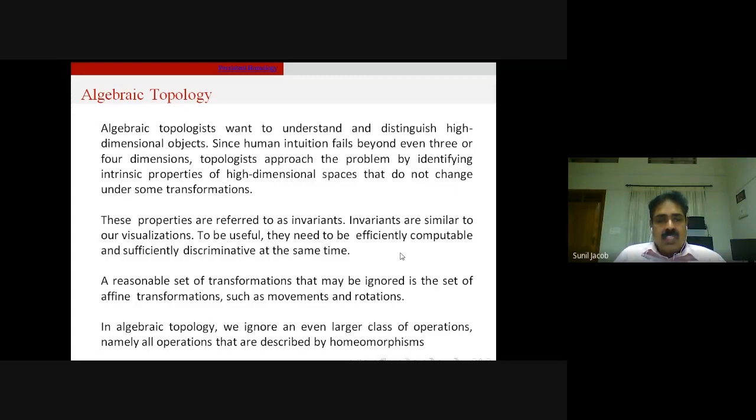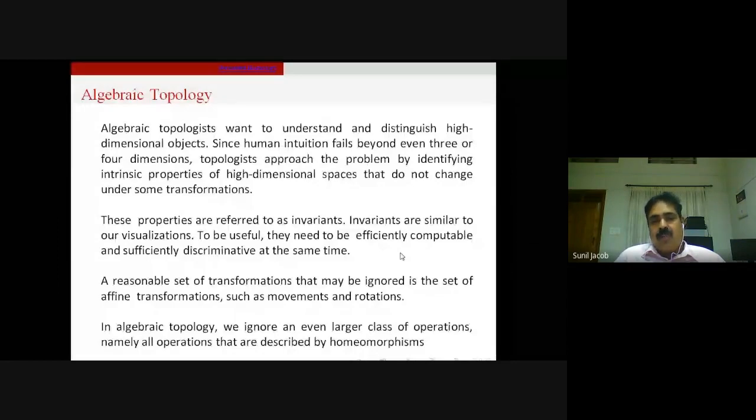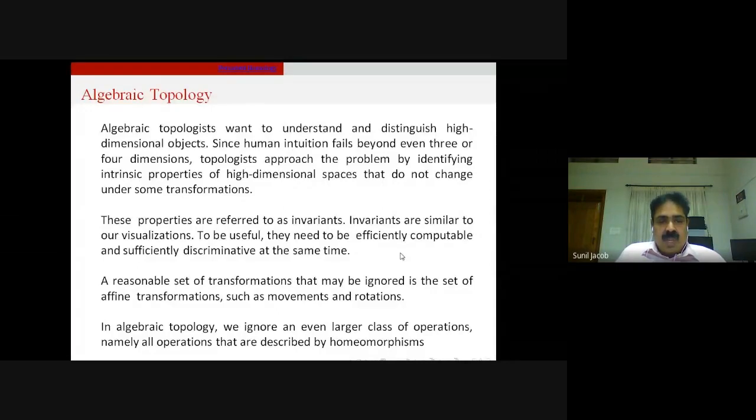Therefore, we want to understand higher dimensional objects, as I mentioned, where human intuition fails beyond dimension 4. And the topological approach is to identify some intrinsic properties of high dimensional spaces that do not change under some transformations. Now we know there are some things that do not change under some transformations, and these properties we refer to as invariants.